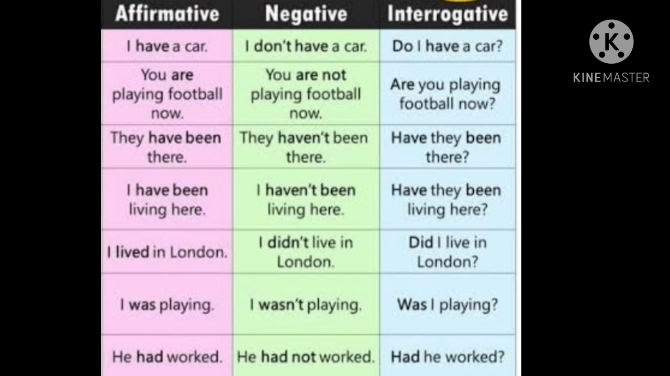In negative we have to use not after do, and in interrogative we have to use do before the subject. So negative will be: I don't have a car. In place of a helping verb we have used do not, means don't have a car. For interrogative we have to put the helping verb before the subject, but here because a helping verb was not there, we are using do. Do I have a car?